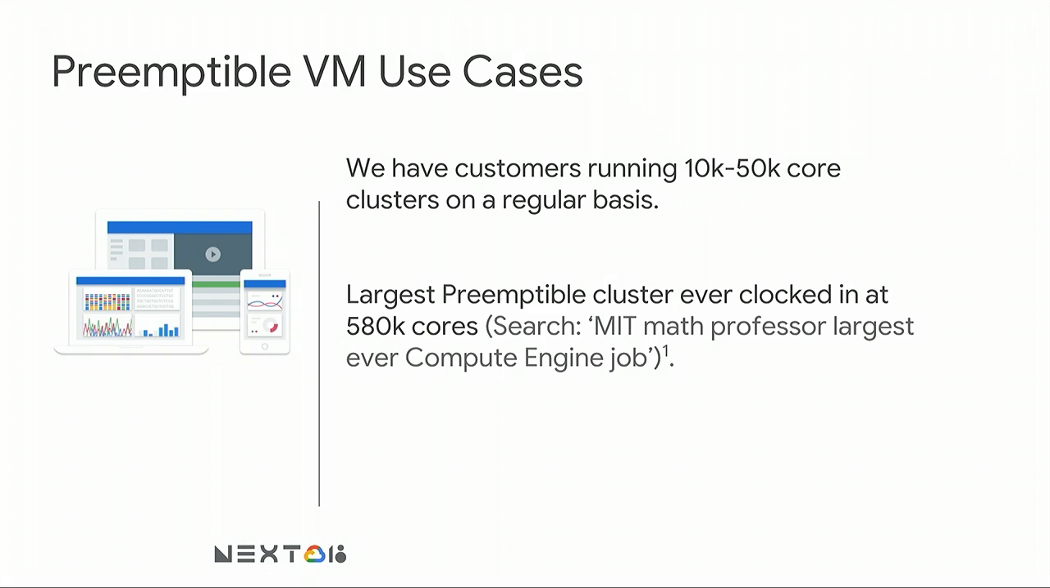And to be clear, people are using these to solve very real workloads. So on any given day, we have 10 to 50,000 core clusters of preemptible VMs being used, multiple ones. And the largest we've ever seen is an MIT math professor doing some research in a weekend on 580,000 cores. So this was around 200 to 300 core years of compute in a weekend.